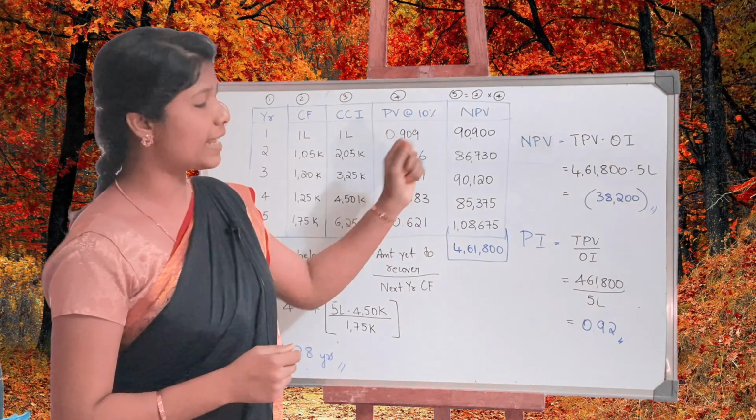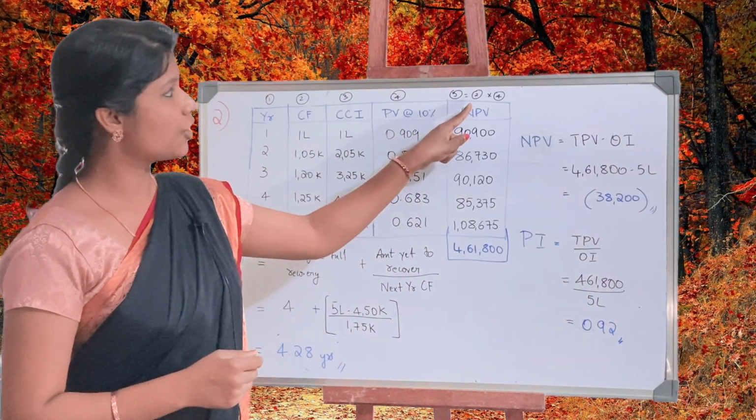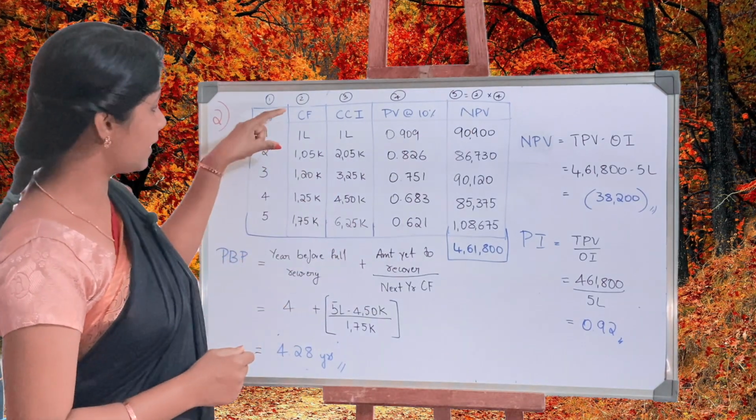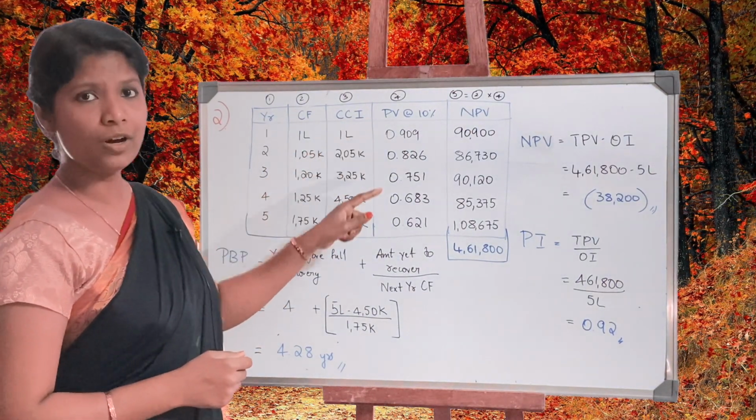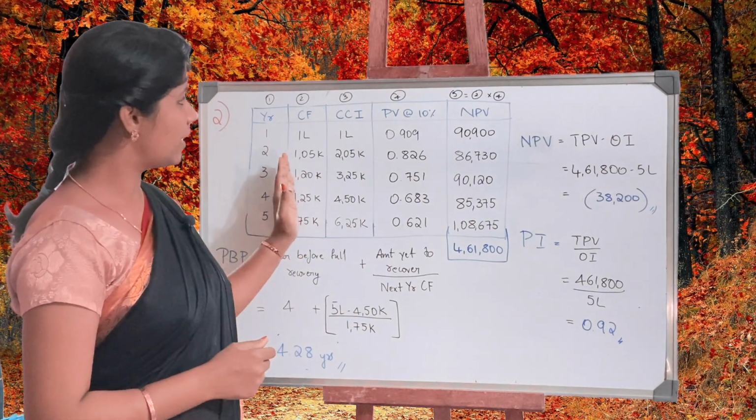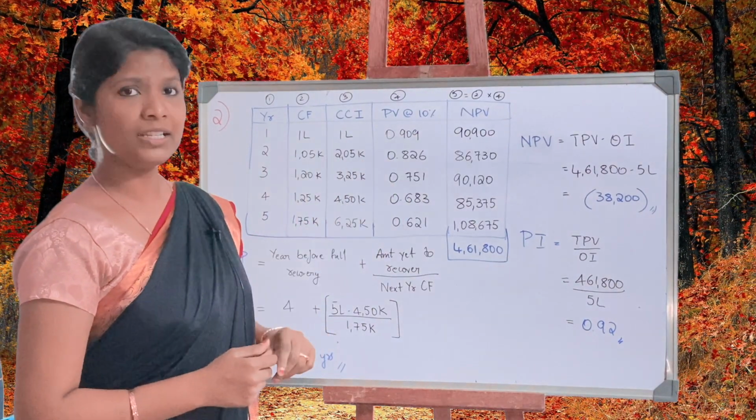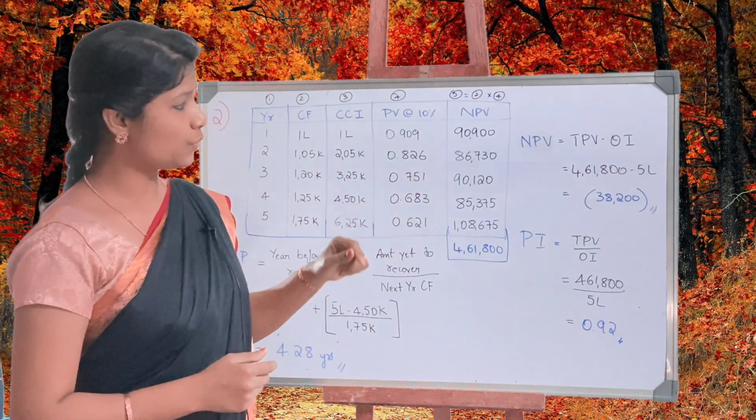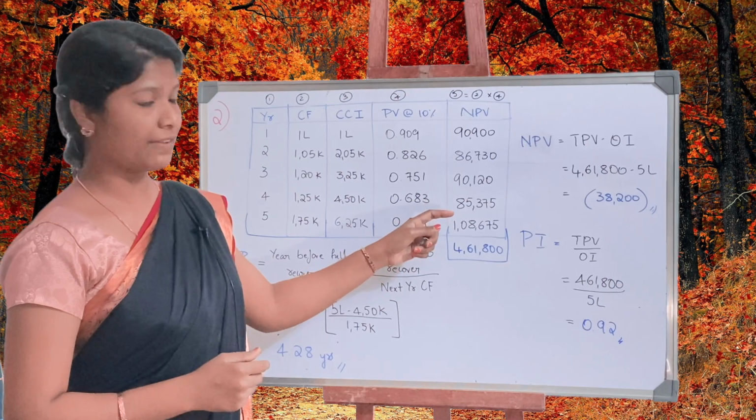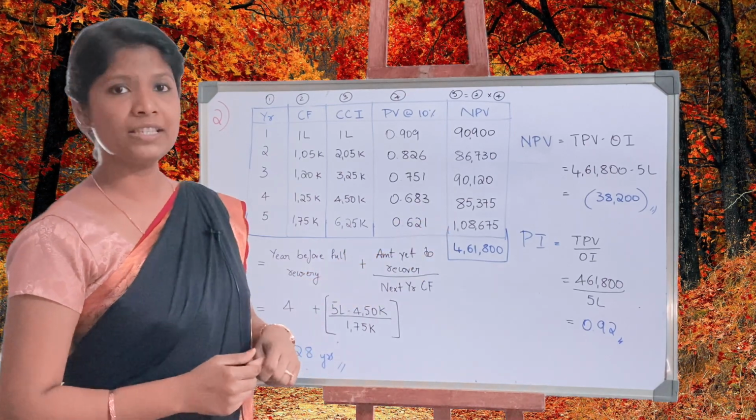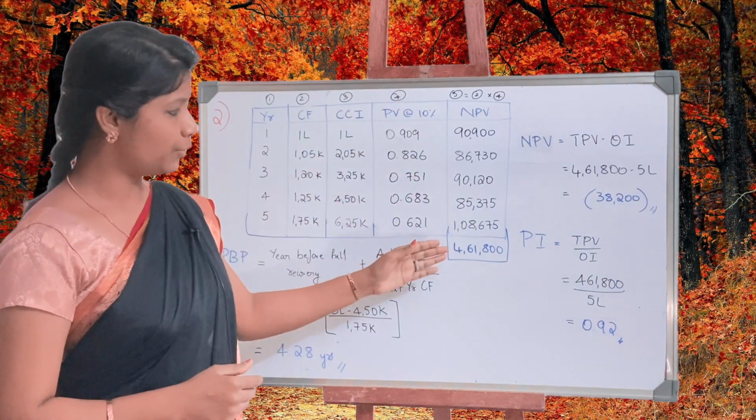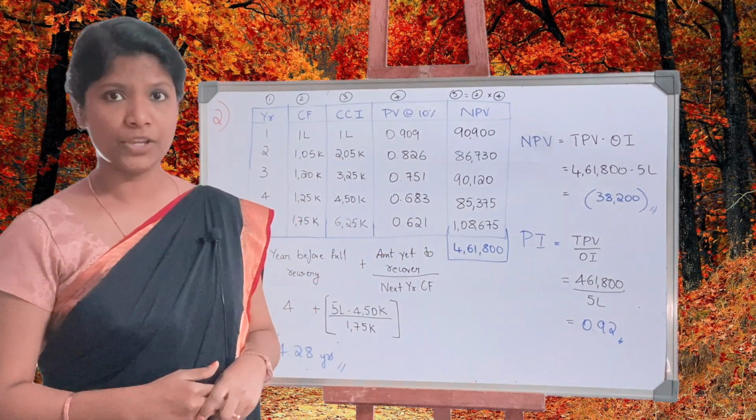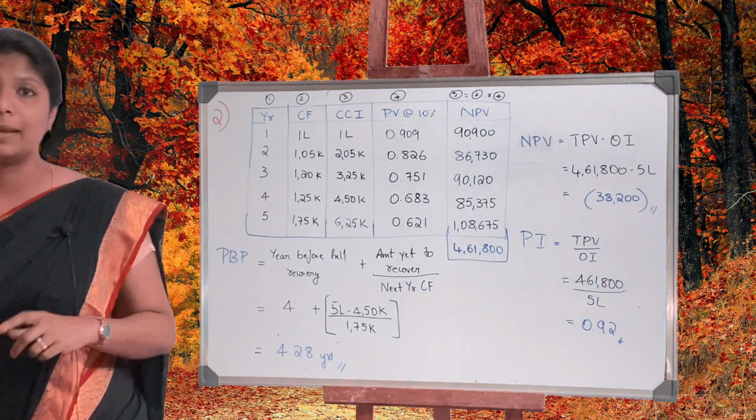And then the last one is the net present value, that is the multiplication of the second column by the fourth column. So the second column is your cash flows and the fourth column is your present value discount factors. Once we multiply these, we arrive at 90,900, 86,730, 90,120, 85,375 and 1,08,675. That totals up to a total present value of 4,61,800.